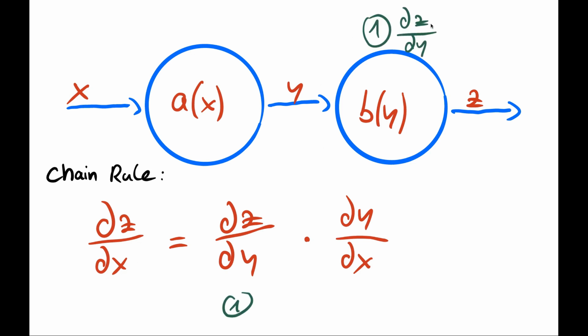So first here we compute the derivative at this position, the derivative of this output with respect to this input. And then here the derivative of this output with respect to this input. Then we multiply them together and get the final gradient we are interested in. So that's the chain rule.